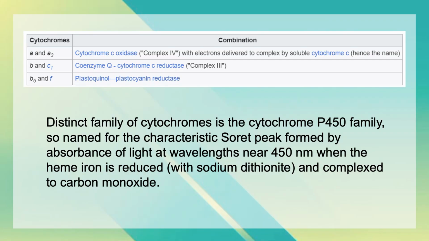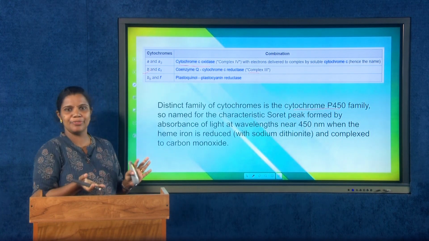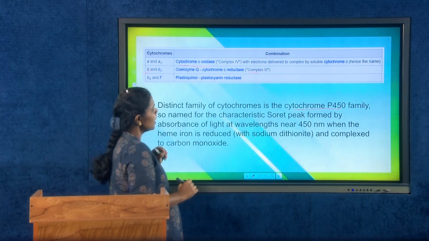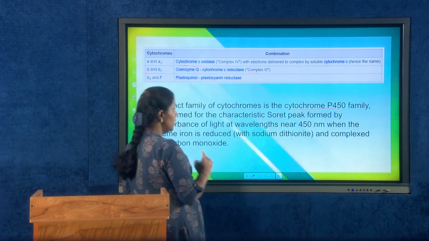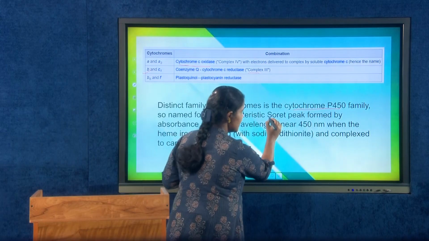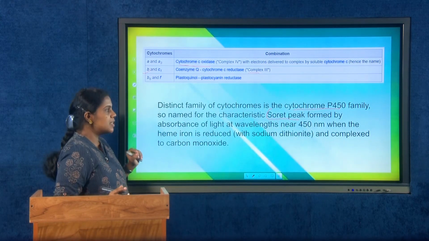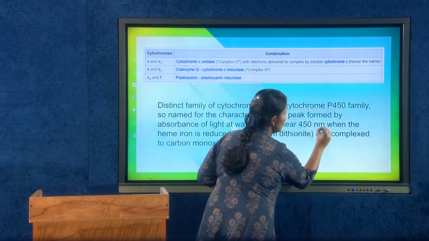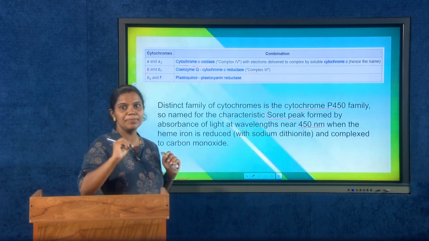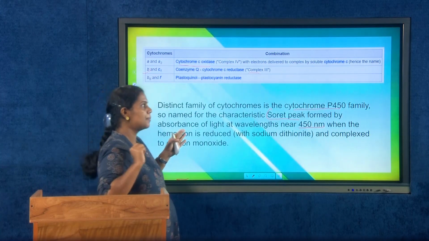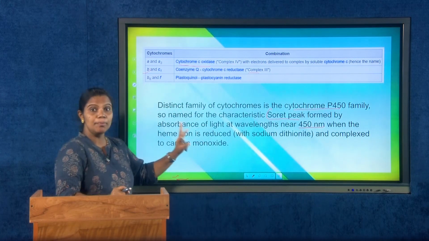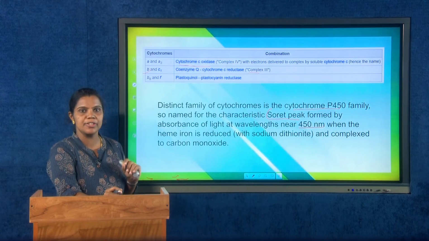As a distinct family of cytochromes, we have cytochrome P450. This is another class of cytochrome, and it is named quite differently. It is named cytochrome P450 because of its particular characteristic: it has a Soret peak formed by absorbance of light at a wavelength of 450 nanometers. So, it is given the name cytochrome P450. The Soret peak means a sharp peak in the blue region of the spectrum.